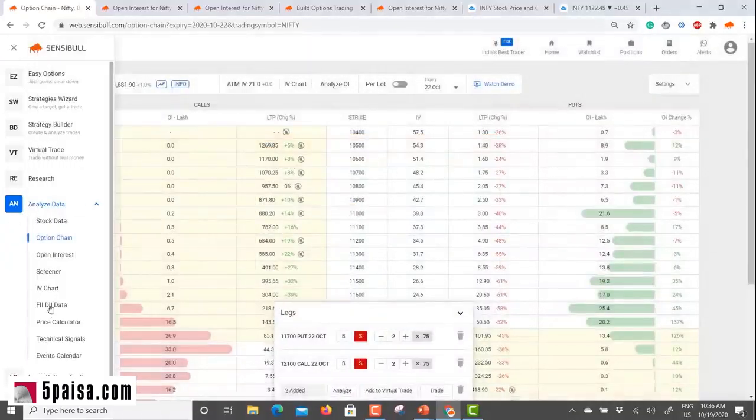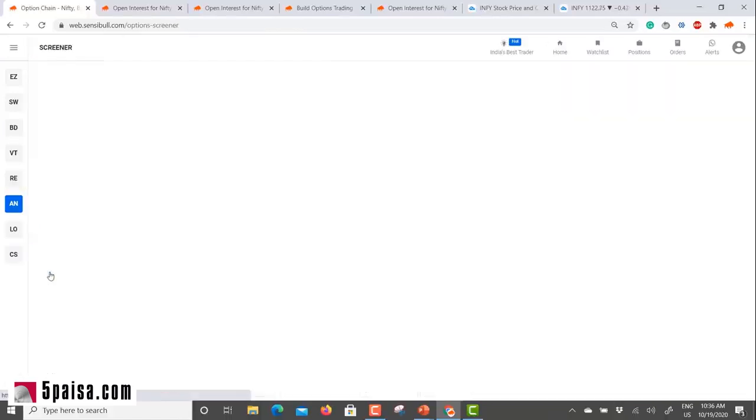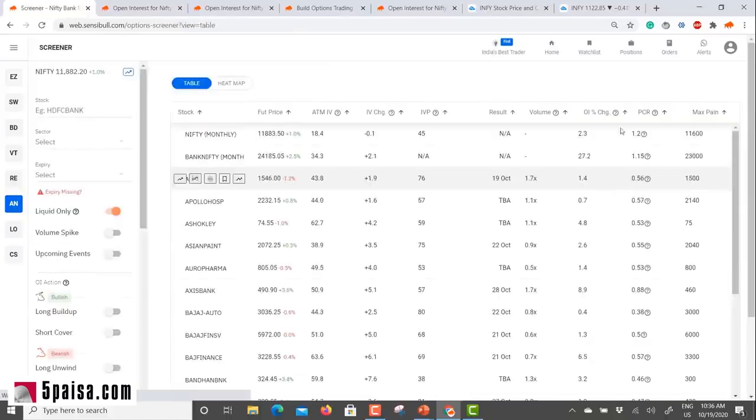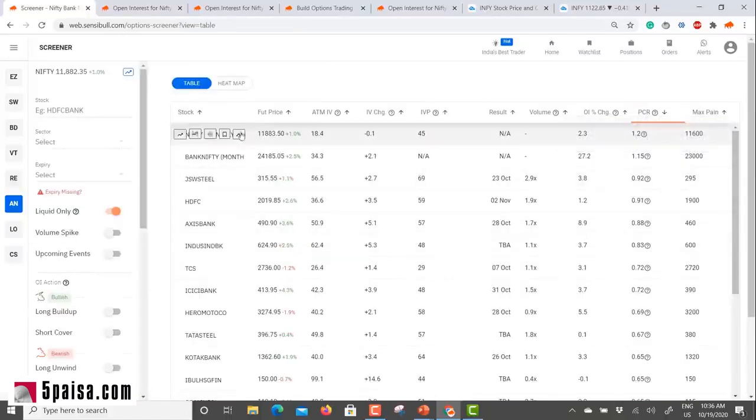There's also another place where you can see all PCRs together, which is our screener. So if you are looking for some extremely bullish stocks, you can see this here, right? It also gives you a breakdown of each expiry's PCR. So Bank Nifty has high PCR, Nifty has high PCR, HDFC has high PCR, and they are all stocks which have gone up, right? 2.6% up. Axis Bank has high PCR. IndusInd Bank has reasonably high PCR.